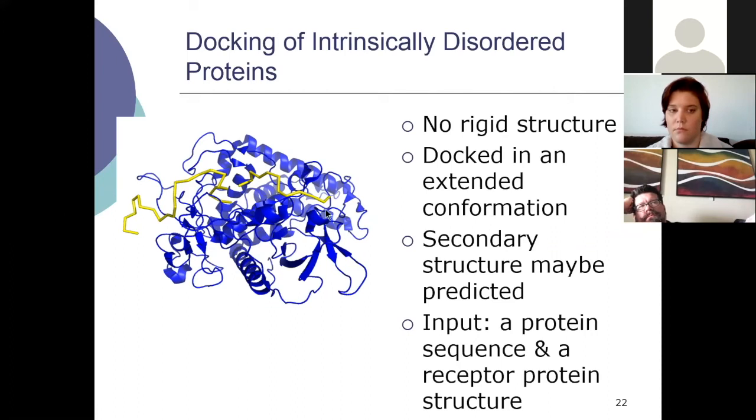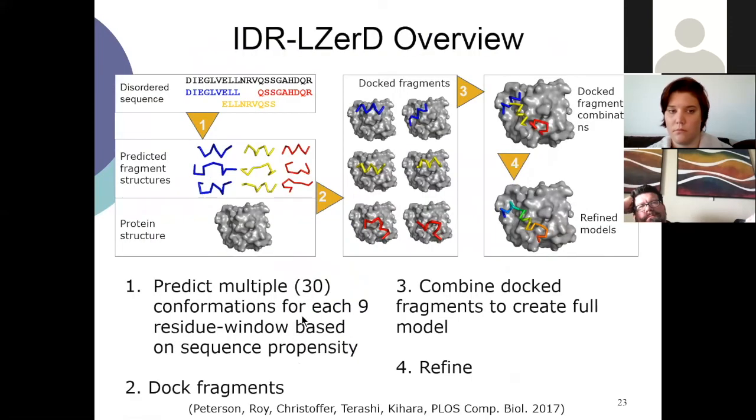For docking disordered protein, the difficulty from an algorithm point of view is that the disordered protein does not have a structure, so I don't have a structure to dock. But this was done by Lena Peterson, who graduated about 2-3 years ago. The algorithm is called intrinsic disordered region LZerD, IDR-LZerD. For the disordered protein, I assume I only have sequence information because it's disordered. For the receptor protein, I need to have a structure.